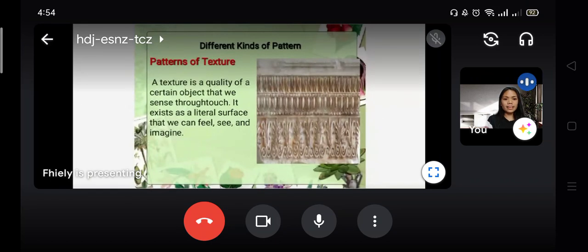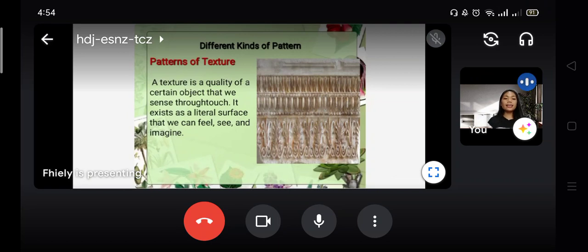Can I call on Miss Salva to define the texture based on the slide? Okay, thank you, Miss Salva.